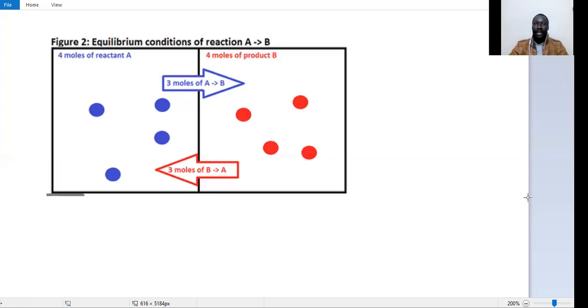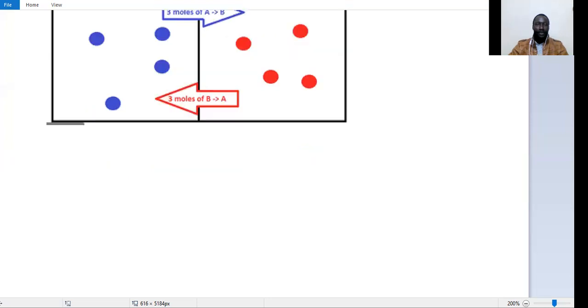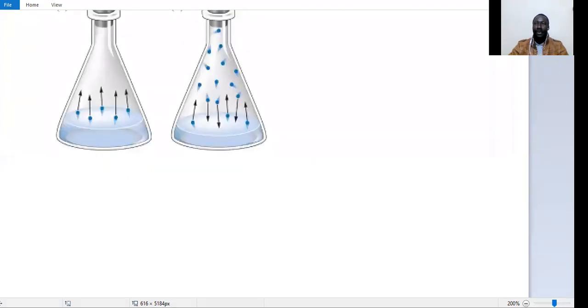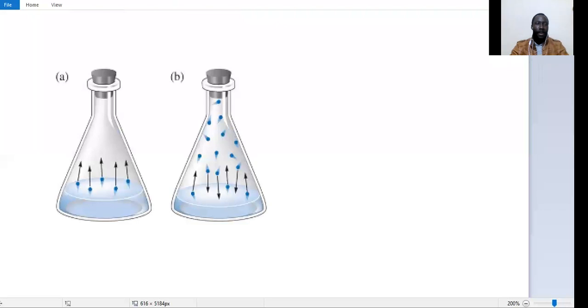Now, the next thing is, let's see the next picture right here. This is also what we are dealing with. When you look at flask A and flask B, you notice that at the start, flask A has a lot of molecules evaporating, very much like escaping.